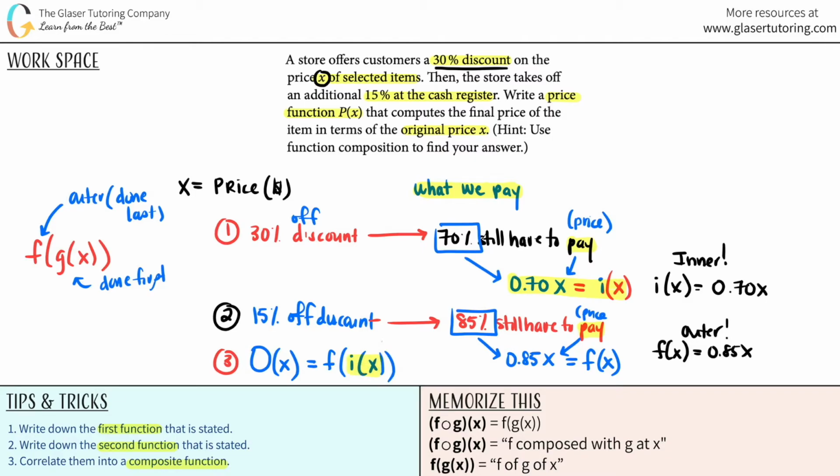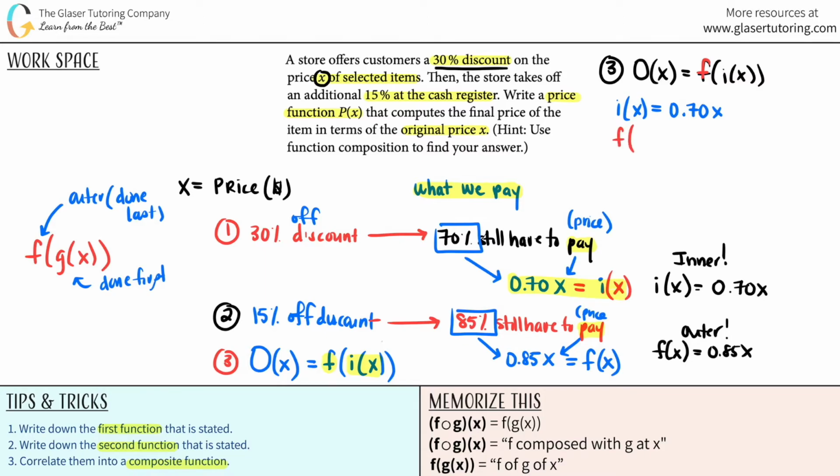Now we just have to solve it out, right? So my inner function was 0.70x. And actually, I think I have room over here. I'm going to continue it up here. All right, guys? So I'll just put a number 3 over here. We'll continue it over here. We'll say O of X equals F of I of X. And now we do the same step process as we've been doing this whole entire playlist, right? What is the inner function? Oh, well, I of X was just 0.70x.